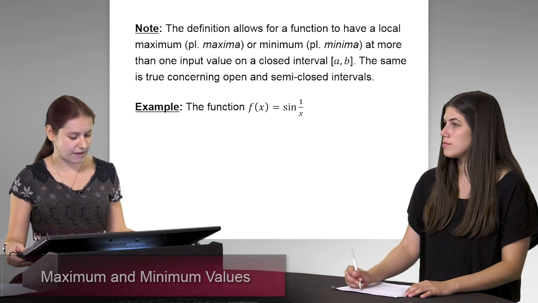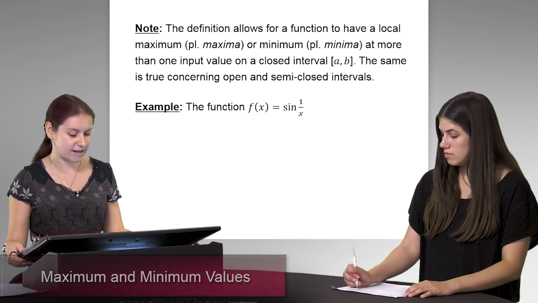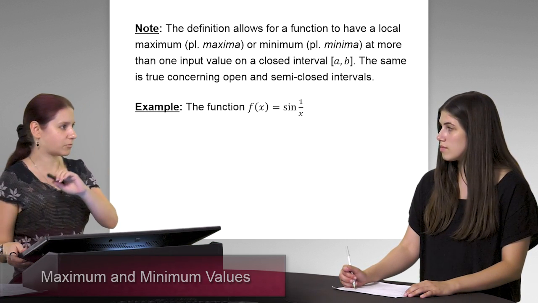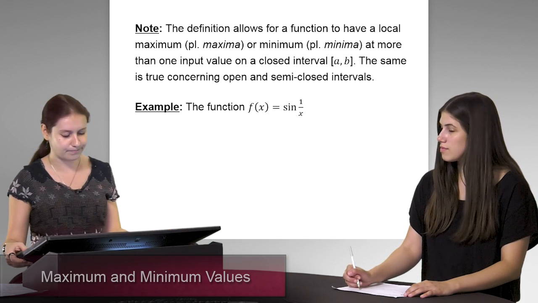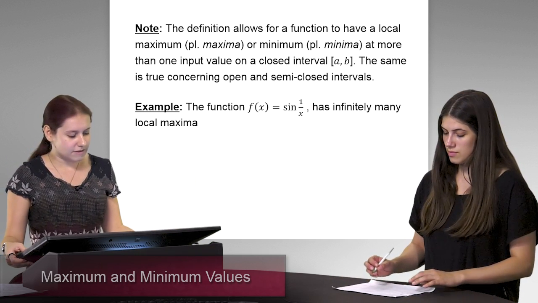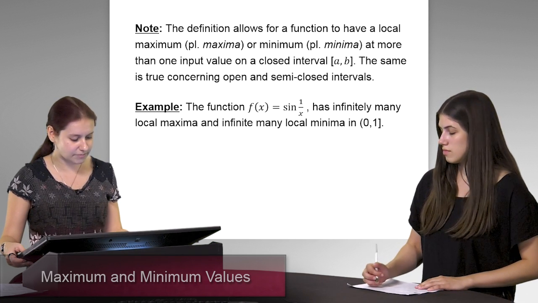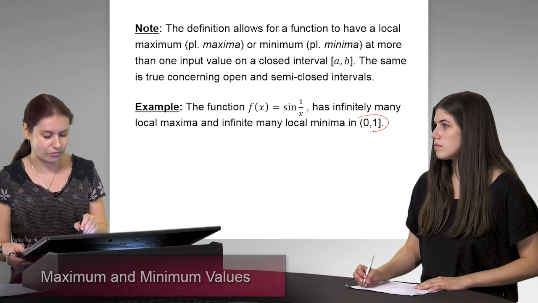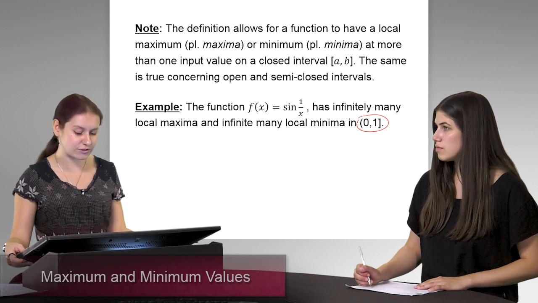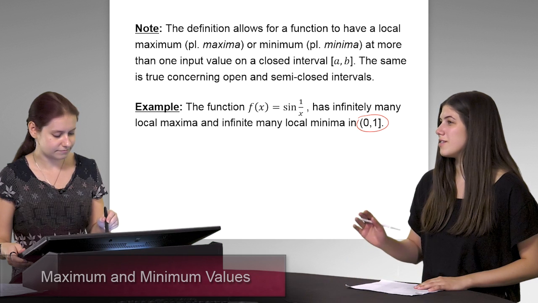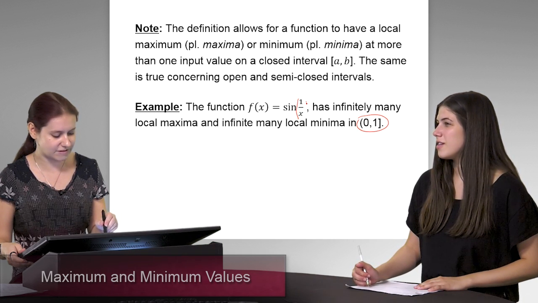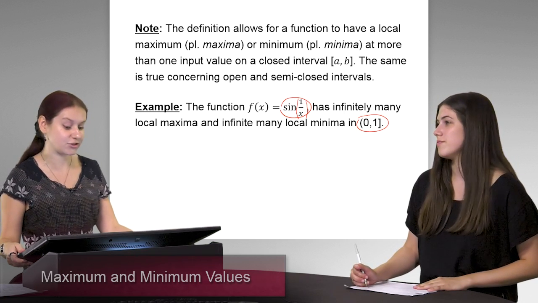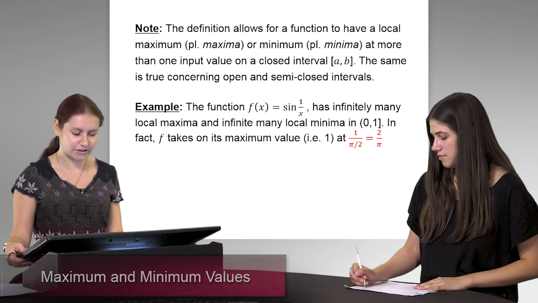Here's a nice example: f of x equals sine of 1 over x. Just like I mentioned, sine and cosine have infinitely many local minima and local maxima again and again. Well, this one has infinitely many local maxima and infinitely many local minima on the semi-closed interval (0,1]. We cannot include 0. Do you see why? Because of the parentheses. Oh yes, but what do you see about the function? You can't divide by 0. We cannot include 0 here. It's sine of 1 over x. Good job. Yes.